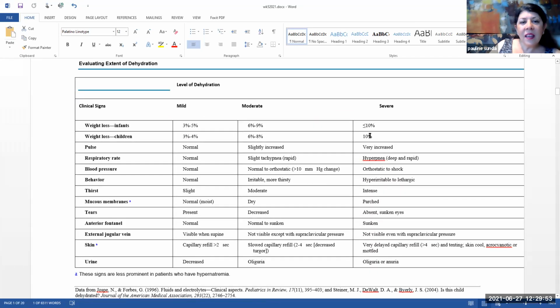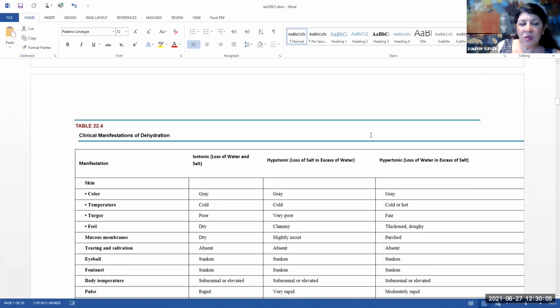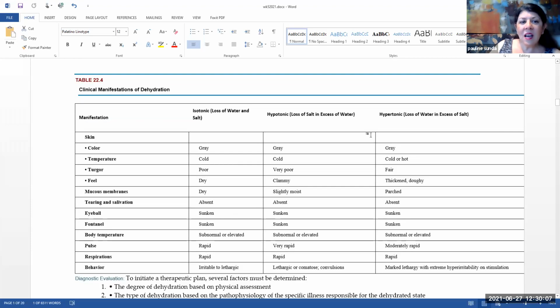And so here are the tables that are in your textbook. I'm not going to read the entire table. I did go over quite a bit of this already, so please feel free to read this in your text. And you'll notice that there are a little bit of differences in the clinical manifestations of dehydration, dependent on the tonicity. So is it hypotonic, isotonic, or hypertonic?